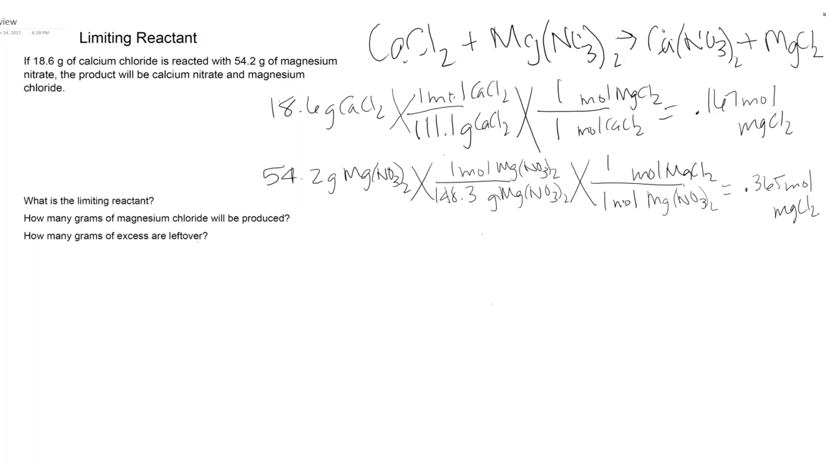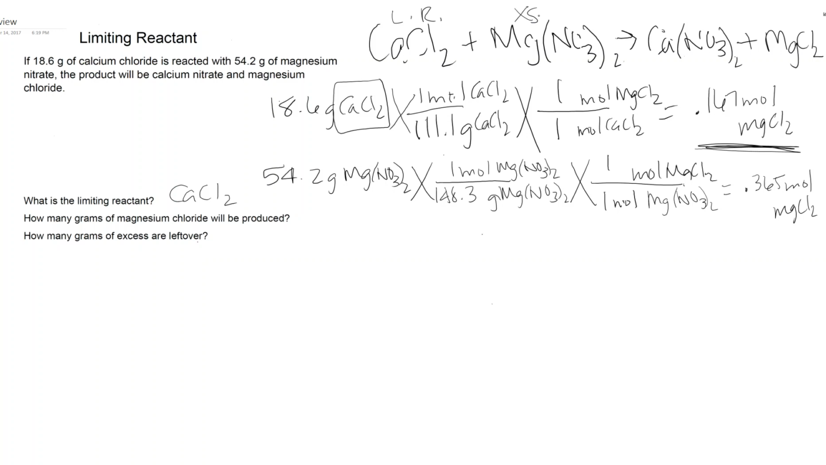To determine the limiting reactant, we look at these two answers, 0.167 moles of magnesium chloride and 0.365 moles of magnesium chloride, and we see that 0.167 is smaller. So when we go to the starting substance there, we see that CaCl2 is our limiting reactant, which means that the magnesium nitrate is our excess.